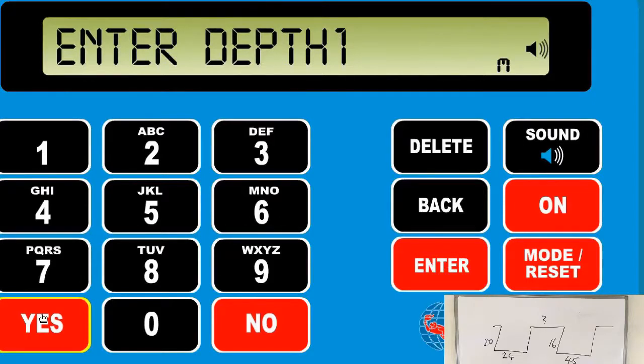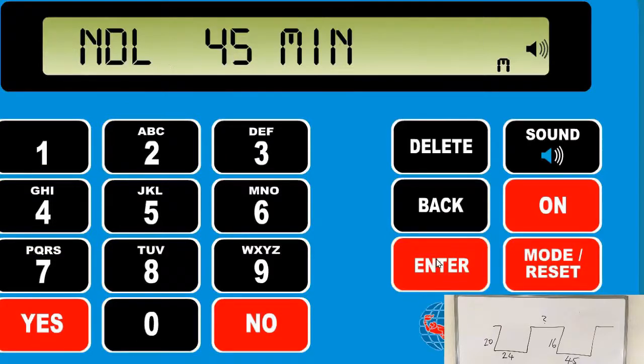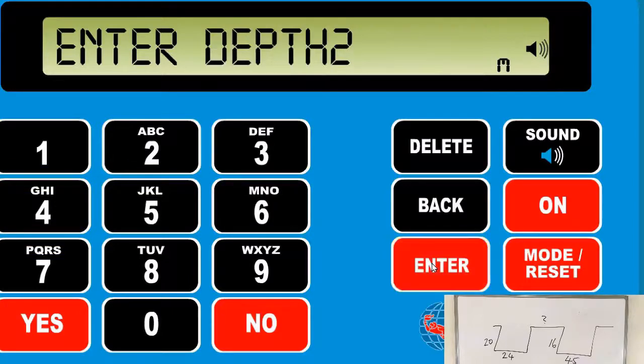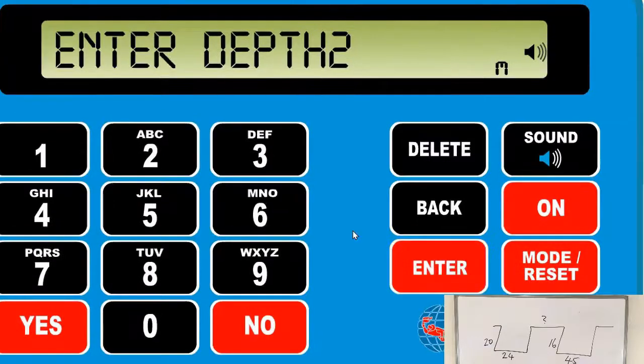It asks us what the first depth is, which was 20 metres, and then press enter. It tells us we could stay down there for 45 minutes, which we accept, but we're only going for 24. Now when we press enter, just notice it doesn't make any difference in this question, but it might in future. Notice it didn't tell us what the pressure group is after that step. It's just asking what's the depth of the next one. So okay, let's put in 16 metres.